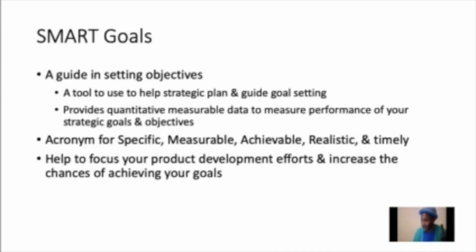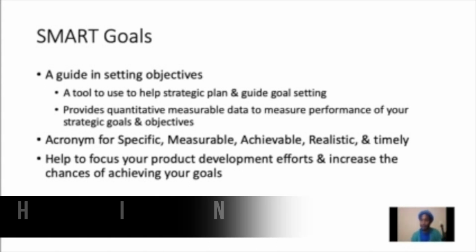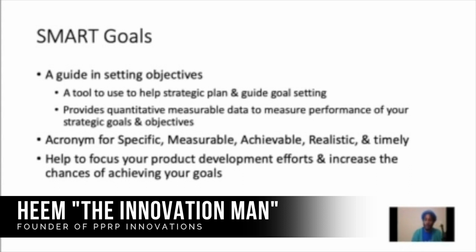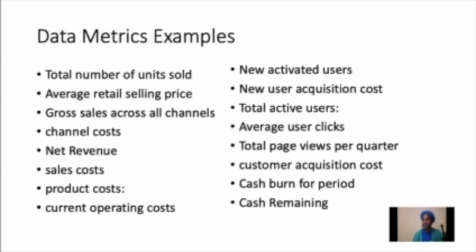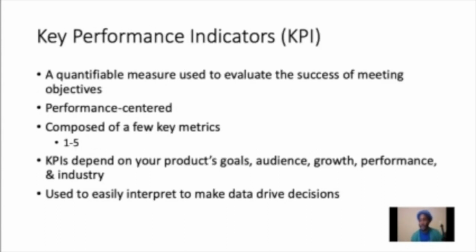The next type of data that I would like to discuss is SMART goals. So SMART goals are essentially a guide that you can use to help you set and measure the performance of your objectives. Based on your strategic plan, it's a tool that you put in place to guide your goal setting, because it provides quantifiable, measurable data to help you better track and manage the performance of your strategic goals and objectives. So as we mentioned about key performance indicators, these are usually made up of a few data metrics to measure your goals, your audience, your growth, and your performance.